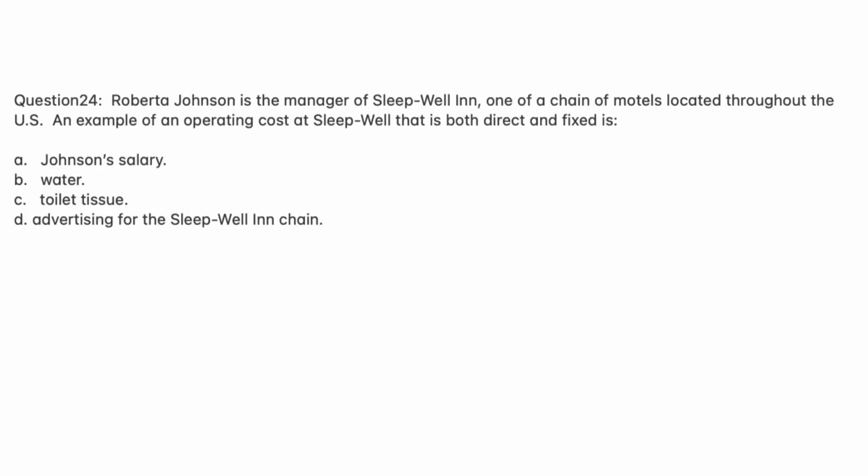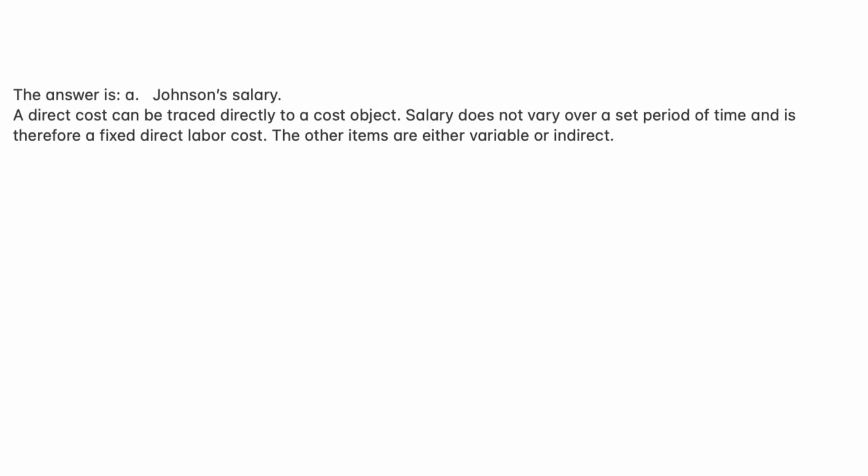Question 24. Roberta Johnson is the manager of Sleepwell Inn, one of a chain of motels located throughout the U.S. An example of an operating cost at Sleepwell that is both direct and fixed is A. Johnson's salary, B. Water, C. Toilet tissue, D. Advertising for the Sleepwell Inn chain. The answer is A. Johnson's salary. A direct cost can be traced directly to a cost object. Salary does not vary over a set period of time and is therefore a fixed direct labor cost. The other items are either variable or indirect.